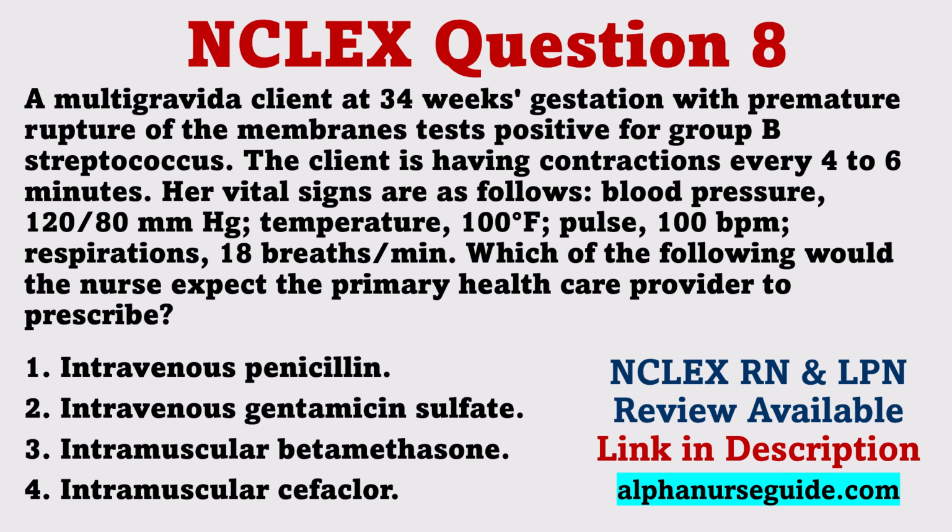A multigravida client at 34 weeks gestation with premature rupture of the membranes tests positive for group B streptococcus. The client is having contractions every 4 to 6 minutes. Her vital signs are as follows: blood pressure 120/80, temperature 100 degrees Fahrenheit, pulse 100 beats per minute, respirations 18 breaths per minute. Which of the following would the nurse expect a primary healthcare provider to prescribe? 1. Intravenous penicillin. 2. Intravenous gentamicin sulfate. 3. Intramuscular betamethasone. 4. Intramuscular cefaclor.